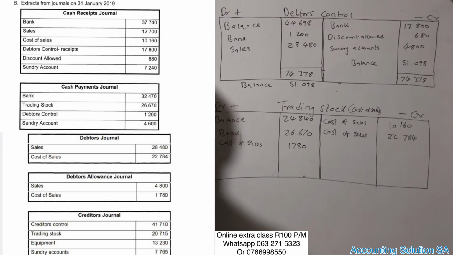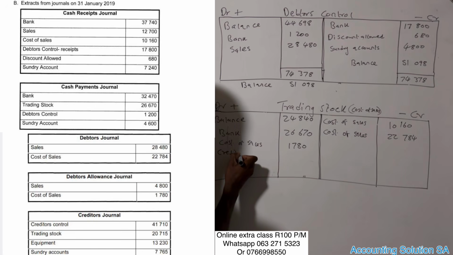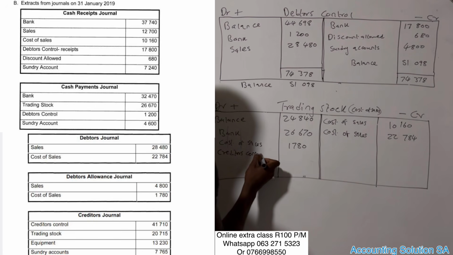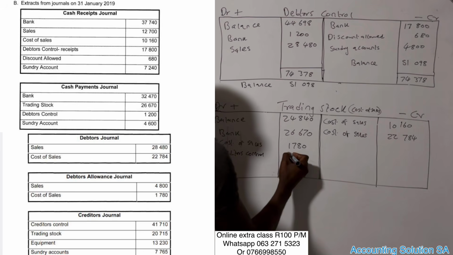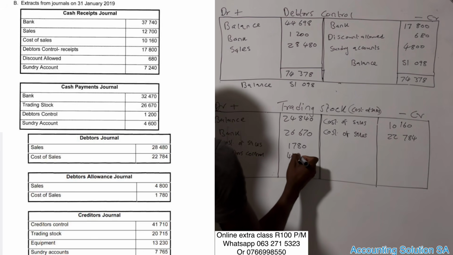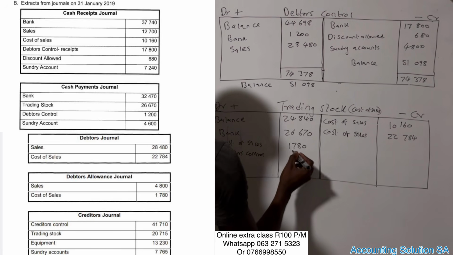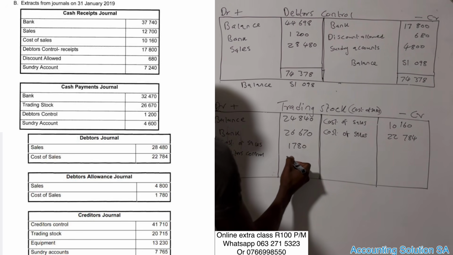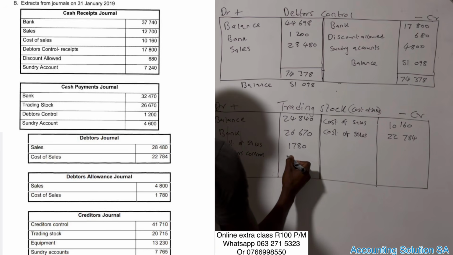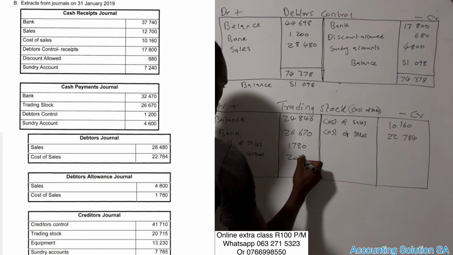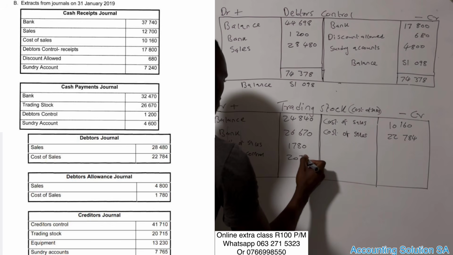178. Okay. Then the other one, creditors journal. We purchased stock on credit, which means that the stock is increased by creditors control. It has increased because we purchased 41,710. Okay, no man. We purchased trading stock. That 41,710 has included even equipment, so it's 27,115.